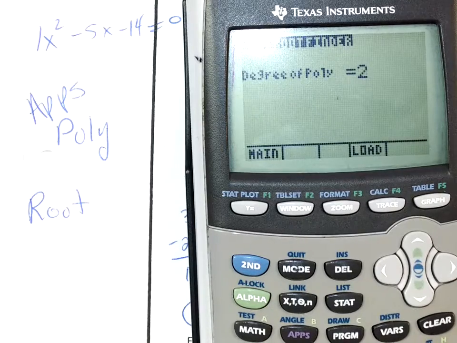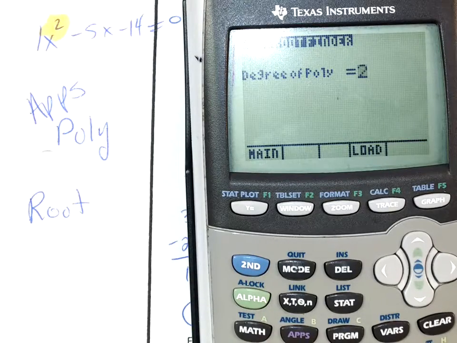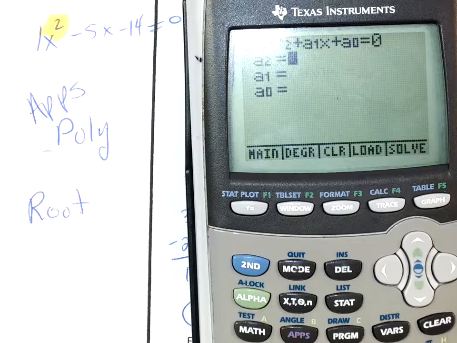Enter. Now, order 2, and it's order 2 because it's an x squared. It's like degree, remember degree? Order 2. Enter. Now, instead of A, B, C, it's A2, A1, A0. It's just A, B, C like the quadratic form. So I'm going to put a 1, then 2, and negative 5. Got to use negative 5. And then negative 14.